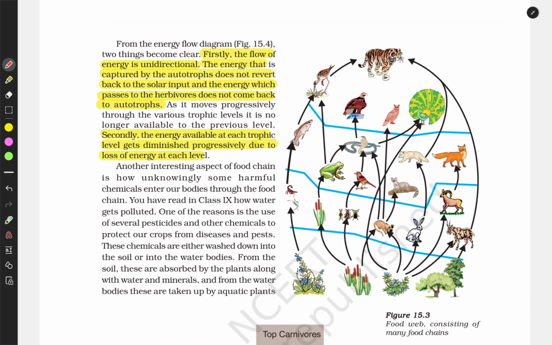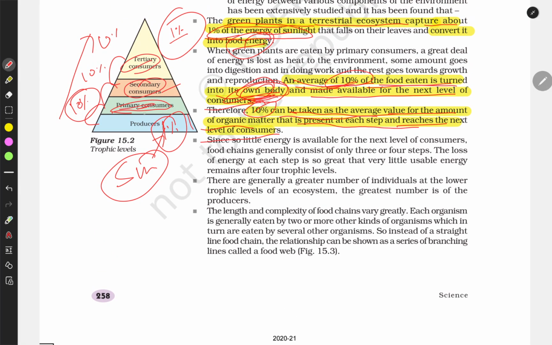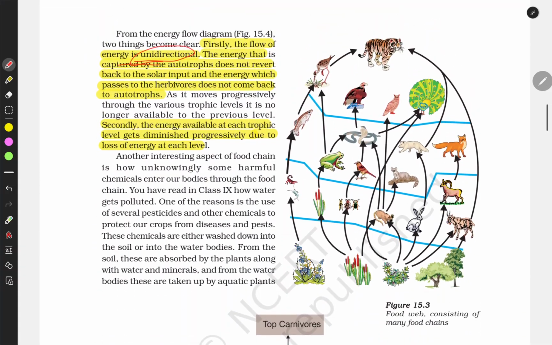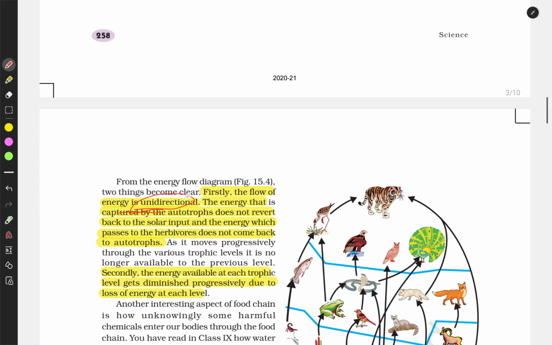I just explained above that there is nothing called a straight line food chain. There is a food web. Firstly, the flow of energy is unidirectional. If it goes from the primary consumer, it will never come to the producer again. It will go to secondary consumers. So this flow of energy, going 10%, 10%, 10%, is always upward like this. It is never downward. It has only one direction.